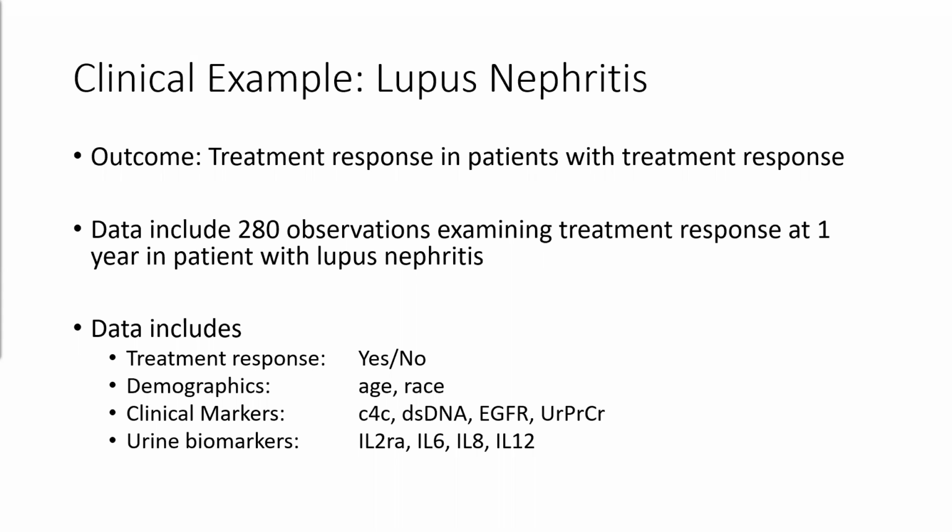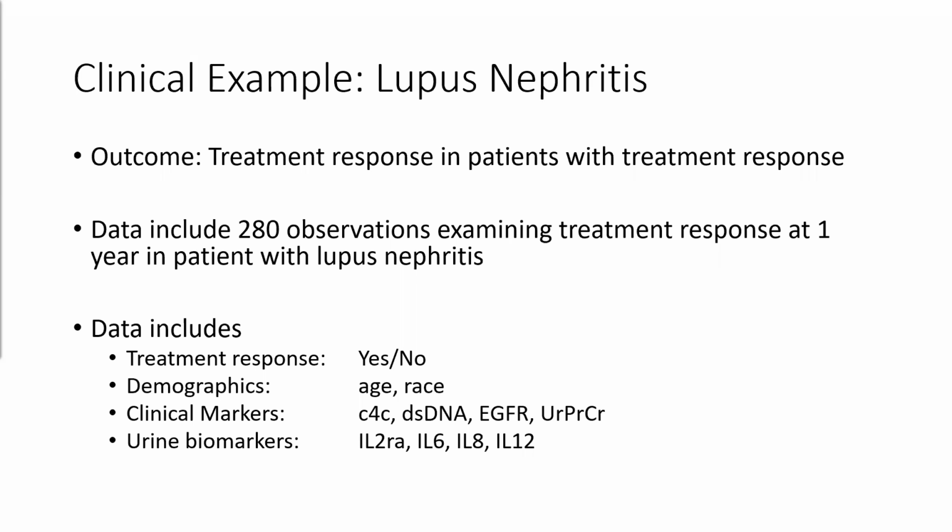In typically trying to understand how likely somebody is to respond to treatment in lupus nephritis, we have traditional clinical markers, all shown here. So C4 complement, double-stranded DNA, estimated glomerular filtration rate, urine protein to creatinine ratio. These are sort of the traditional approaches. And then we have some urinary biomarkers.